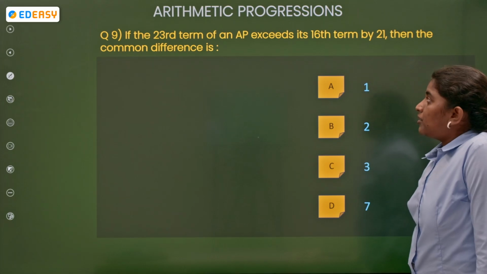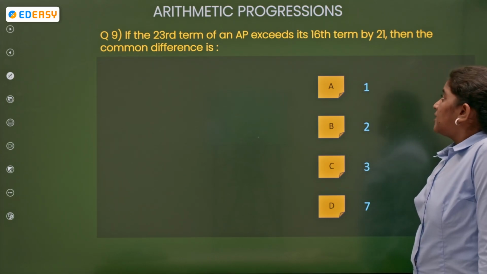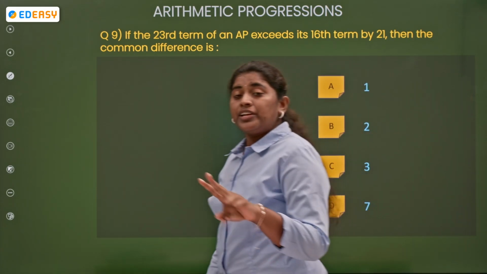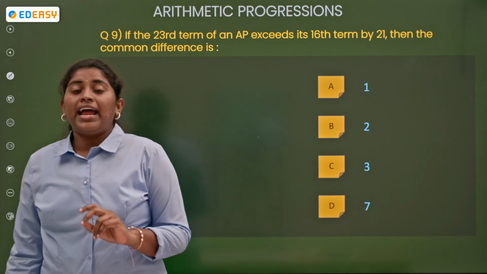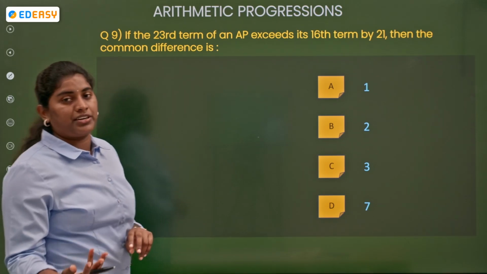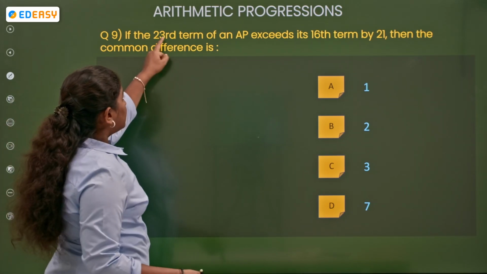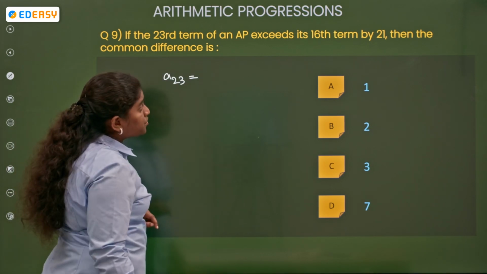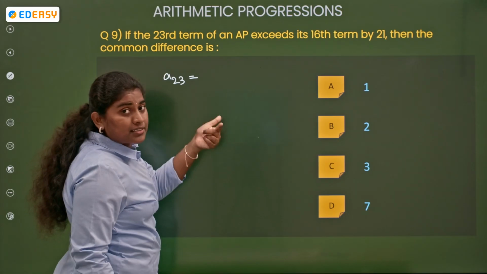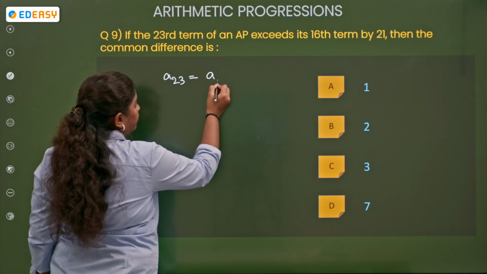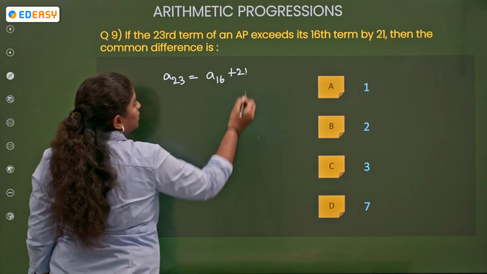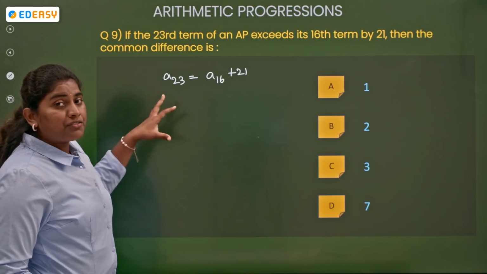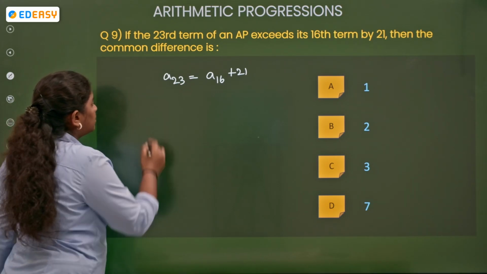If the 23rd term of an AP exceeds its 16th term by 21, then the common difference is. Here they gave the relation between two terms of the AP and they are asking us to find the common difference. Let's see how to solve this. The 23rd term, represented by a23, equals its 16th term a16 plus 21, since exceeds means it is more. Now, what is the common difference that we need to find? Use the an formula here.